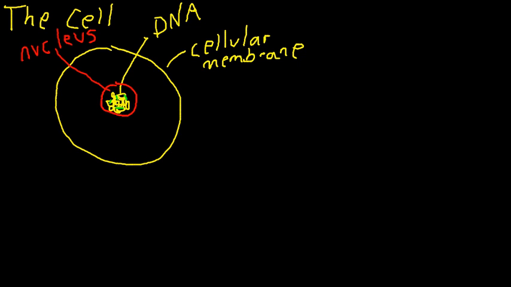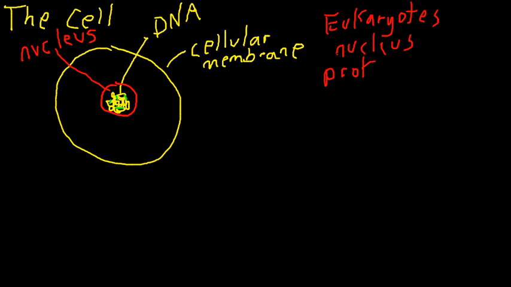Now, this is a major division within life. Not all cells have a nucleus. When scientists were first able to see cells under a microscope, they noticed that some of them had a membrane around their DNA and others did not. The ones with a membrane around their DNA were called eukaryotes. The eukaryotes had a nucleus. Then we had prokaryotes. Those are the cells with no nucleus.